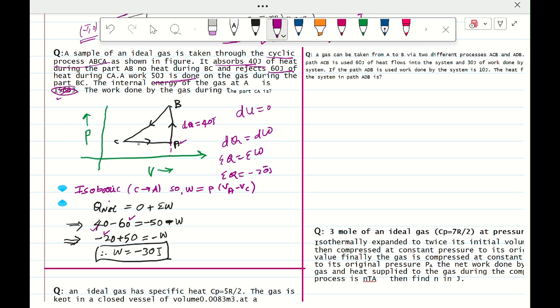And now the work done during the part CA is being asked. Sigma W is what we are asked to find. In a cyclic process, dU is equal to 0, Q is equal to Q net, sigma Q is equal to sigma W. So now the answer will come. And if you see here, the cyclic process is in the anti-clockwise direction, therefore the work done is negative joules.